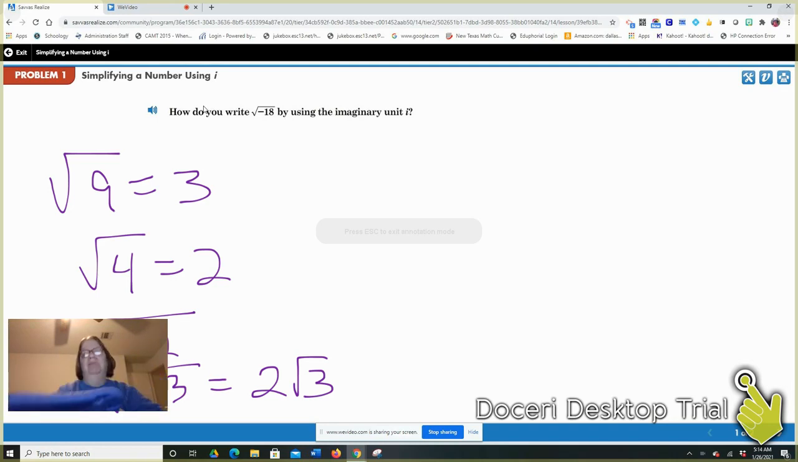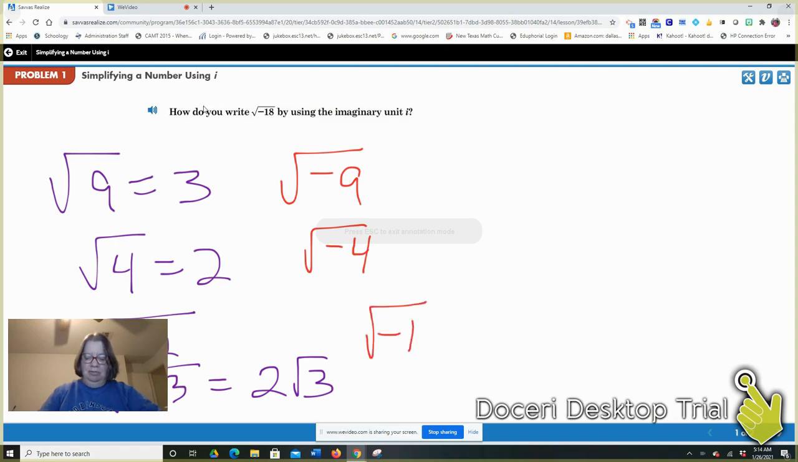But then what if I gave you the square root of negative 9? Or the square root of negative 4? Or the square root of negative 12? Always before, what you've done with this is said no solution or no real solution, because you've been taught you can't take the square root of a negative. When we introduce this imaginary unit i, it allows us to simplify these negatives.